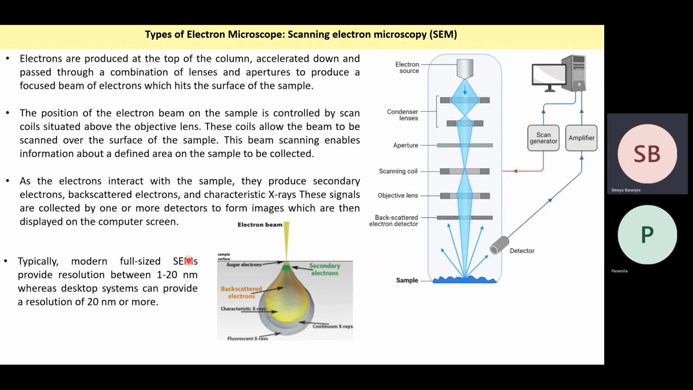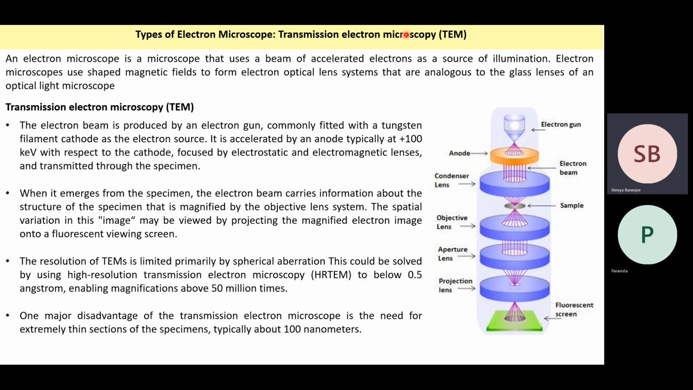Normally, full-sized SEMs provide resolution between 1 to 20 nanometer, whereas these desktop systems, where it is connected to a computer, can provide a resolution of 20 nanometer or more. So scanning electron microscopy is used when you want to learn about the surface topography of the sample, and transmission electron microscopy is used when you want to learn about the inner structure of the sample.